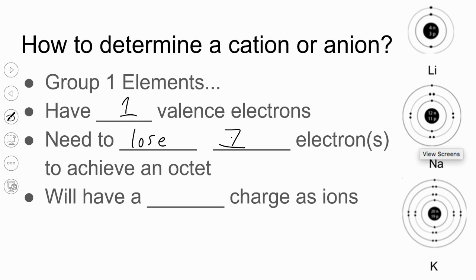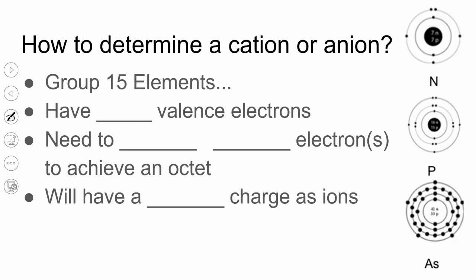Negative. Plus 1. Yep, do that. Okay, does that make sense? So the first column, generally they're going to be plus 1 because they're going to lose 1 electron so that they can have an octet or a full shell. Okay, let's try another one.